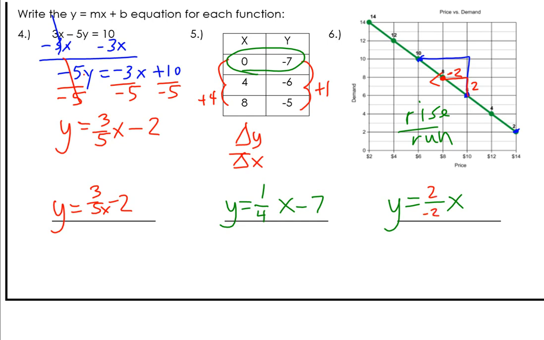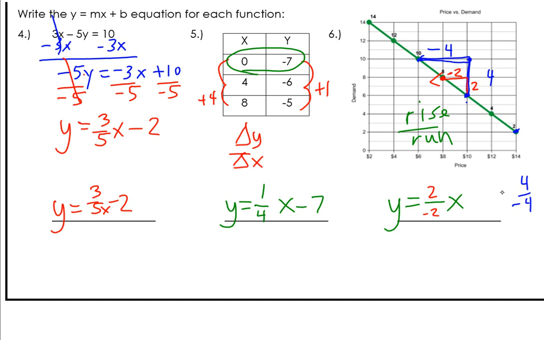Now let's take a look at the blue triangle here. If I go from this point up here, from 6 to 10, that's a rise of 4. And if I go from 10 to 6, that's a loss of 4. So that's 4 over negative 4. But 4 over negative 4 and 2 over negative 2 are both equal to negative 1.